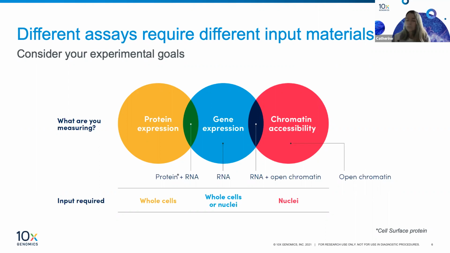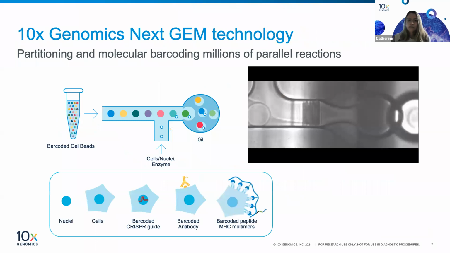So the input into our assays is going to be highly dependent on what you're trying to achieve. How does our technology actually work? Let's first mention the inputs into the assays. That could be single nuclei or single cell suspensions. It could be single cells transduced with a barcoded CRISPR guide RNA, labelled with a barcoded antibody, or labelled with barcoded peptide MHC multimers. These are the inputs that can go into our assay.